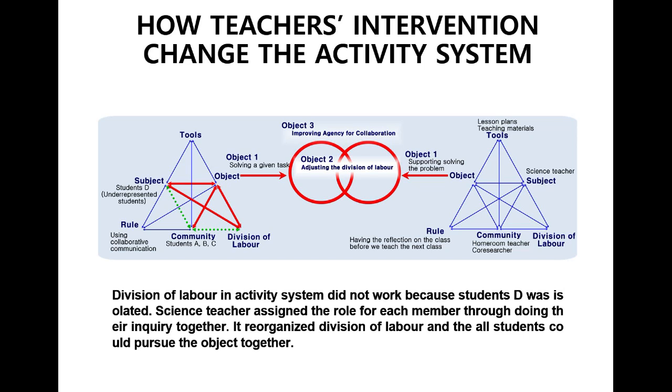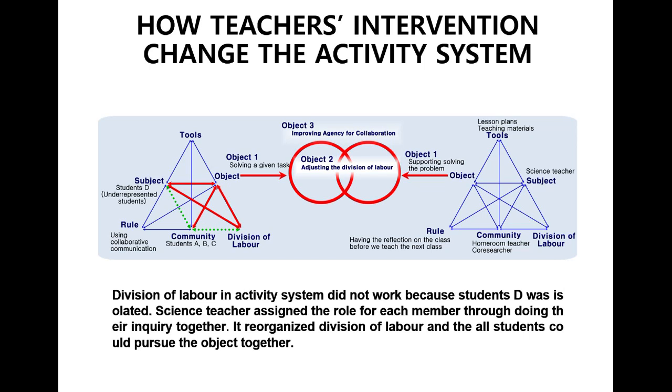This process can be described by CHAT as expansive learning, which is the third generation of CHAT. In this theory, contradiction is used as a resource for the transformation and development of an activity system. The teacher realized the research subject group had a contradiction in their division of labor. After that, he intervened. Actually, at this moment, we set the science teacher as the subject of another activity system because the science teacher had an object, which is supporting the students in solving the problem. It was a different object compared to the object we considered in the activity system of the students.